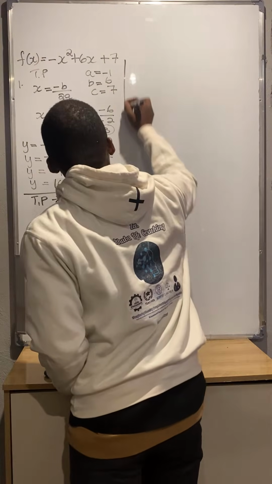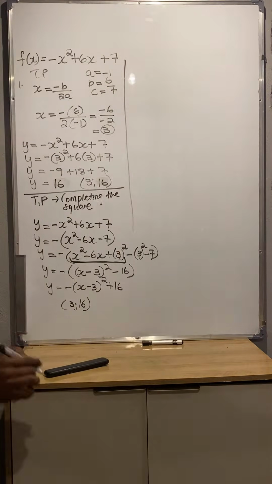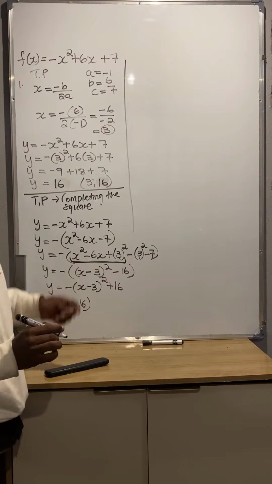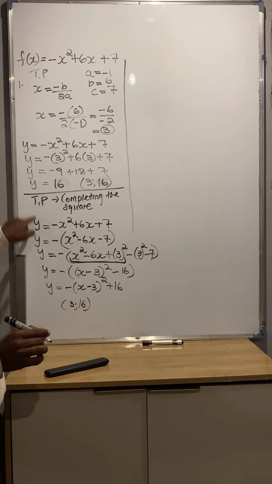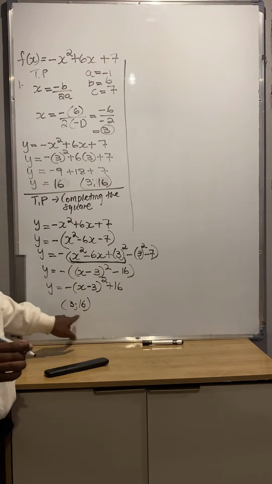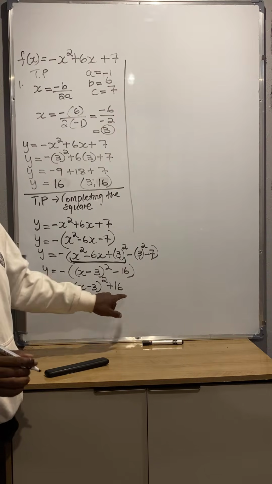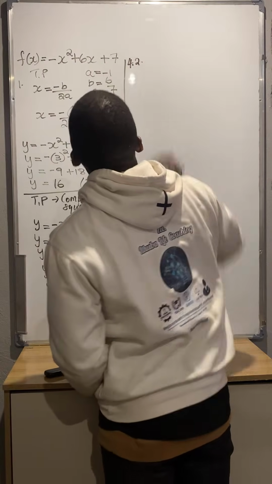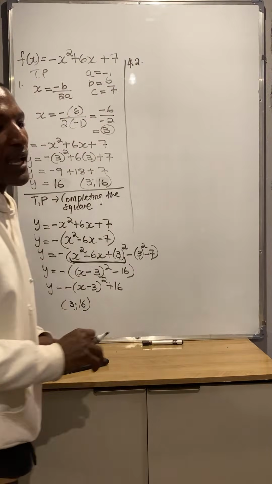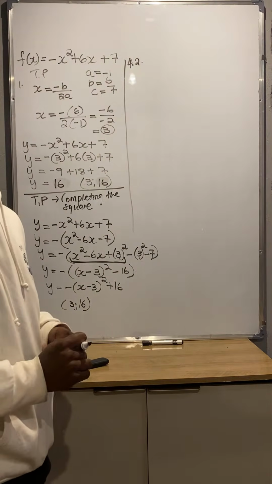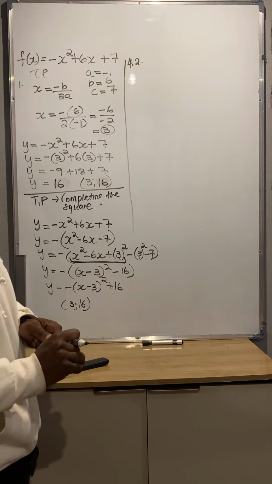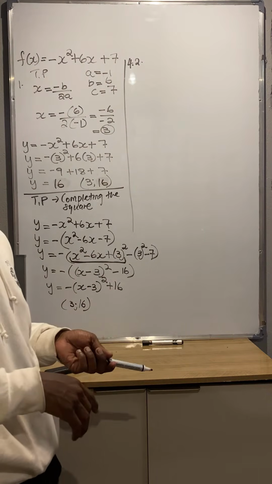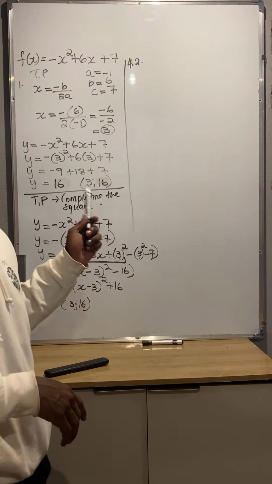Okay. So guys, if you want the turning point, you can do it with the method of completing the square. Sharp. Then 4.2: write down the axis of symmetry. Guys, the axis of symmetry of the hyperbola, then the axis of symmetry of this one.